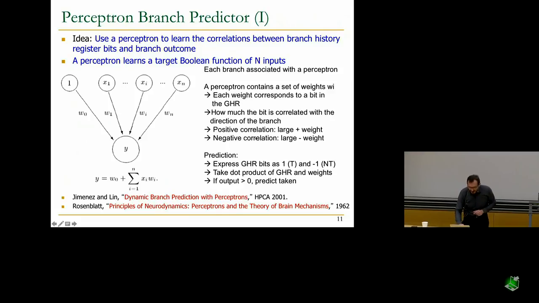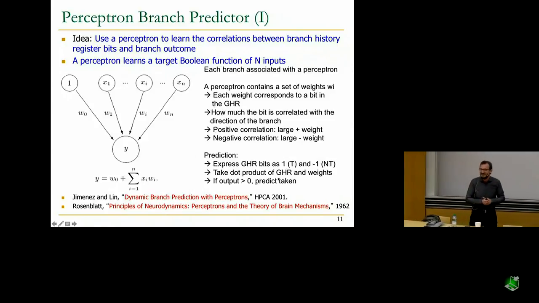But basically, the way you need to do this is you need to express global history register bits as 1 and minus 1, taken or not taken, and take the dot product of the global history register that you currently have with the weights that you've currently accumulated. And if the output is greater than 0, you predict the branch is taken. If it's less than or equal to 0, you predict it is not taken.